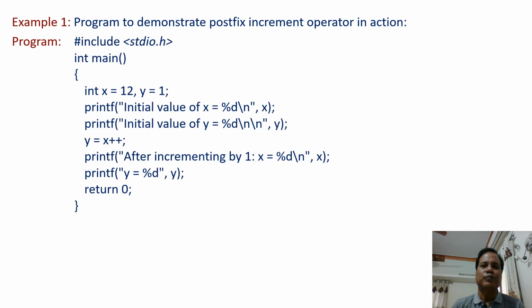Now in this example, the first statement is #include <stdio.h>. Then int main, this is the name of the function here. Within the braces, the first statement is int x = 12, y = 1. Using this statement, we declare two variables x and y. Also, their values are initialized. x is assigned a value of 12 and y is assigned a value of 1. Then using the next two statements, the values of x and y are printed on the output screen.